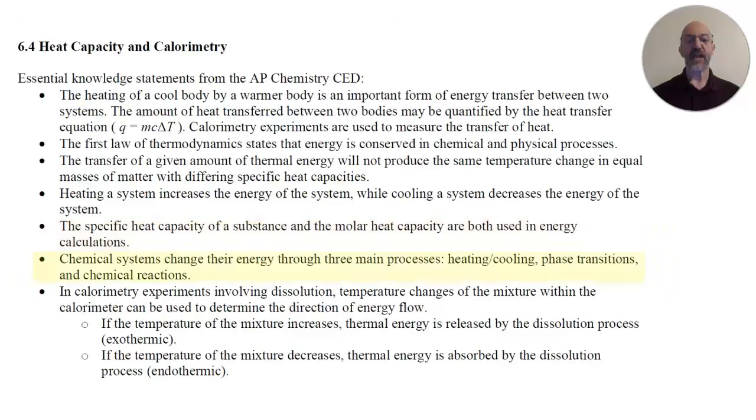Chemical systems change their energy through three main processes: heating and cooling, phase transitions, and chemical reactions. In calorimetry experiments involving dissolution, temperature changes of the mixture within the calorimeter can be used to determine the direction of energy flow. So if the temperature of the mixture increases, thermal energy is released by the dissolution process, and that would be exothermic. On the other hand, if the temperature of the mixture decreases, then thermal energy is absorbed by the dissolution process, and that would be endothermic.